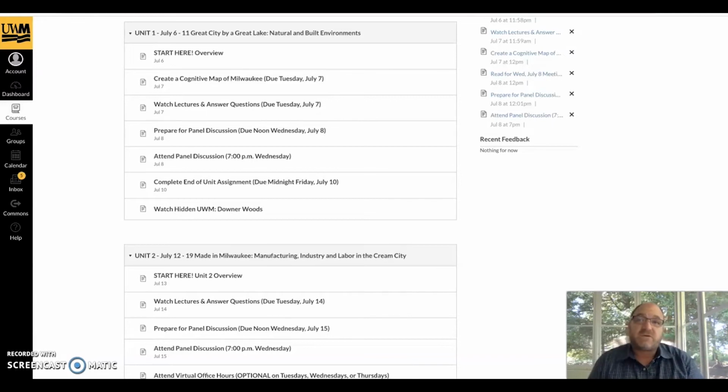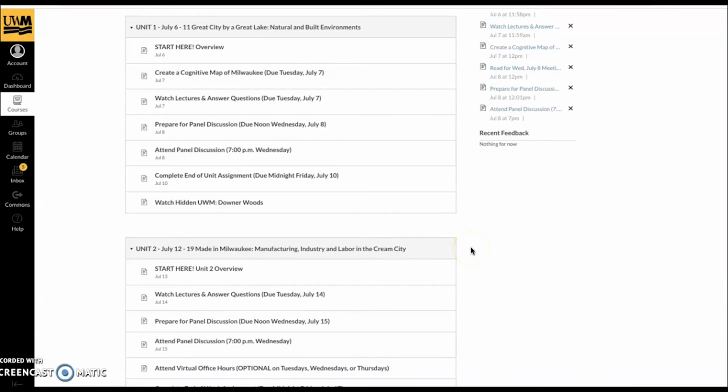Thus, in this course, our own Archaeology of Modern Milwaukee, after considering Milwaukee's setting in Unit 1, we now turn to the economy in Unit 2, Made in Milwaukee: Manufacturing, Industry, and Labor in the Cream City. In tackling the economy of Milwaukee, this week focuses on the ebbs and flows in Milwaukee's manufacturing and industry, as it transitions from traditional Rust Belt economies to newer business formats based in advanced technologies, computers, data, and artificial intelligence.